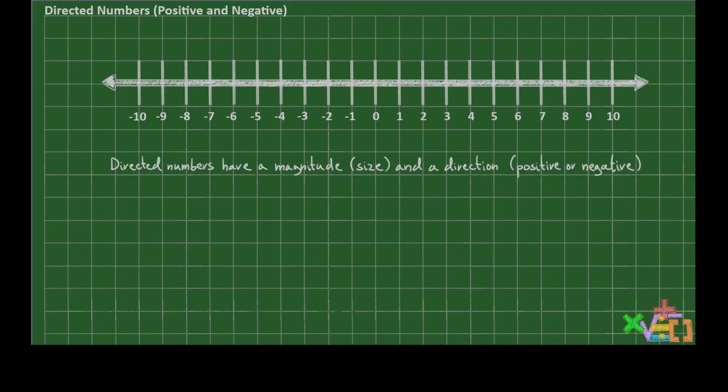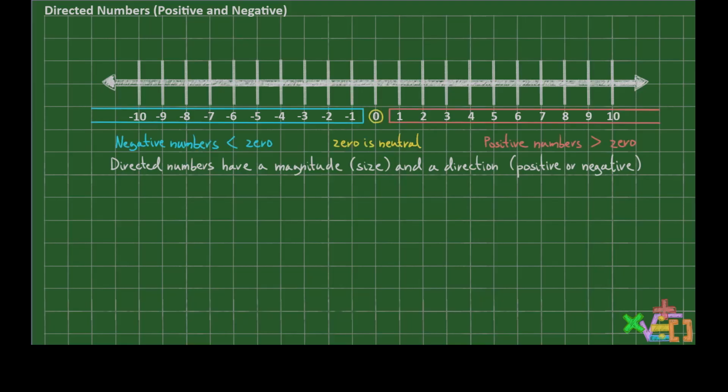Directed numbers have a magnitude and a direction. In other words, they can be positive or negative. Negative numbers are less than 0, while positive numbers are greater than 0. The 0 itself is considered a neutral number. Generally, people do not have much trouble with positive numbers. However, negative numbers can be a bit tricky. I'm going to use this number line to hopefully illustrate how we can think about positive and negative numbers.